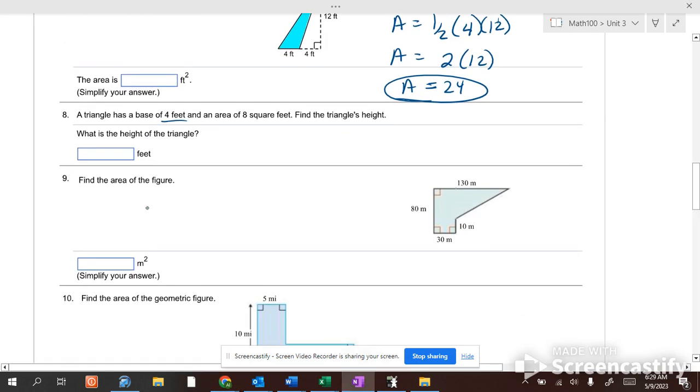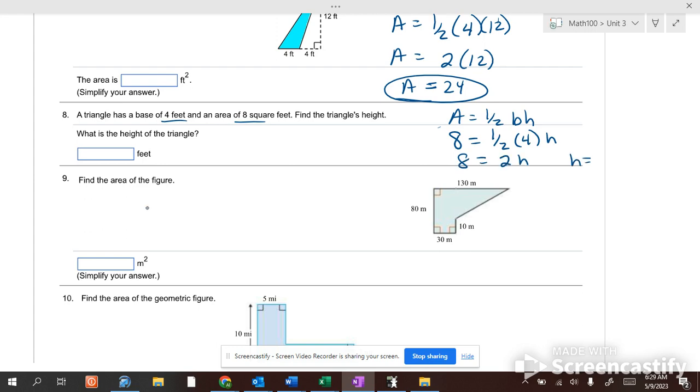A triangle has a base of 4 and an area of 8 square feet. So the area of a triangle is 1/2 the base times the height. Well, it tells us the area is 8 and tells us the base is 4, and we need to find the height. So 8 equals 2 times h, so h equals 4, because we divide by 2.